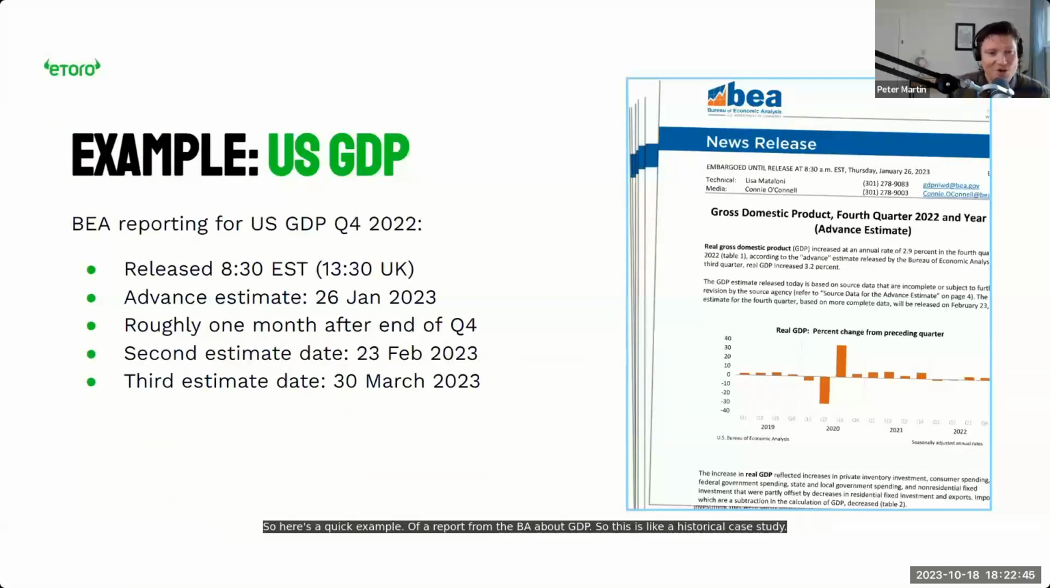So here's a quick example of a report from the BEA about GDP. This is like a historical case study. It's data for the fourth quarter of 2022. That comes out 8:30 Eastern Standard Time, 1:30 in the UK. The advance estimate for the fourth quarter of 2022 came out at the end of January 2023, so about a month after the end of that quarter, as we said before. And then the second estimate came out roughly a month later, on the 23rd of February 2023. And then the third estimate came out on the 30th of March 2023.